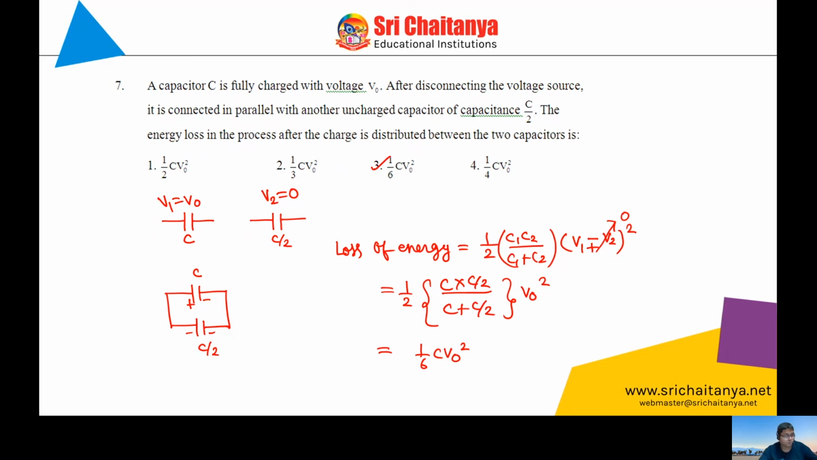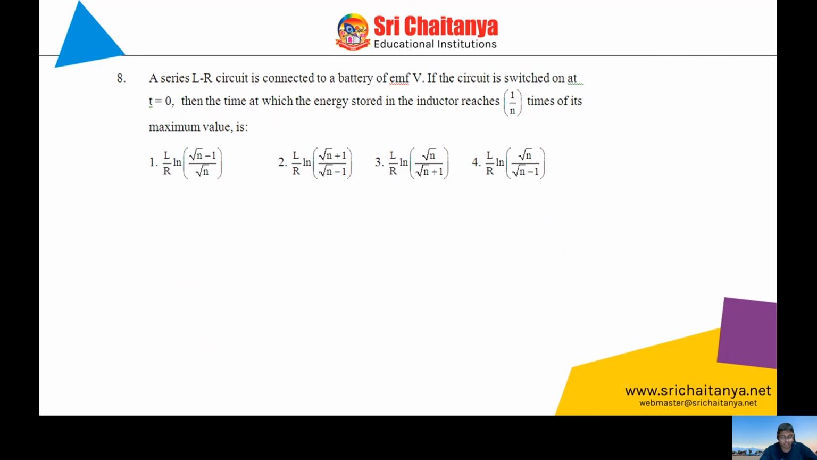Okay, so let's move on to question number 8. Question number 8 is from the LR circuit. A series LR circuit is connected to a battery of EMF V. So what kind of circuit do we have? That is an LR circuit. This is R, this is L, and this is connected to a battery, and there is a switch, and let's say at t equal to 0 we are closing the switch. So say this is R and this is L and this is V.